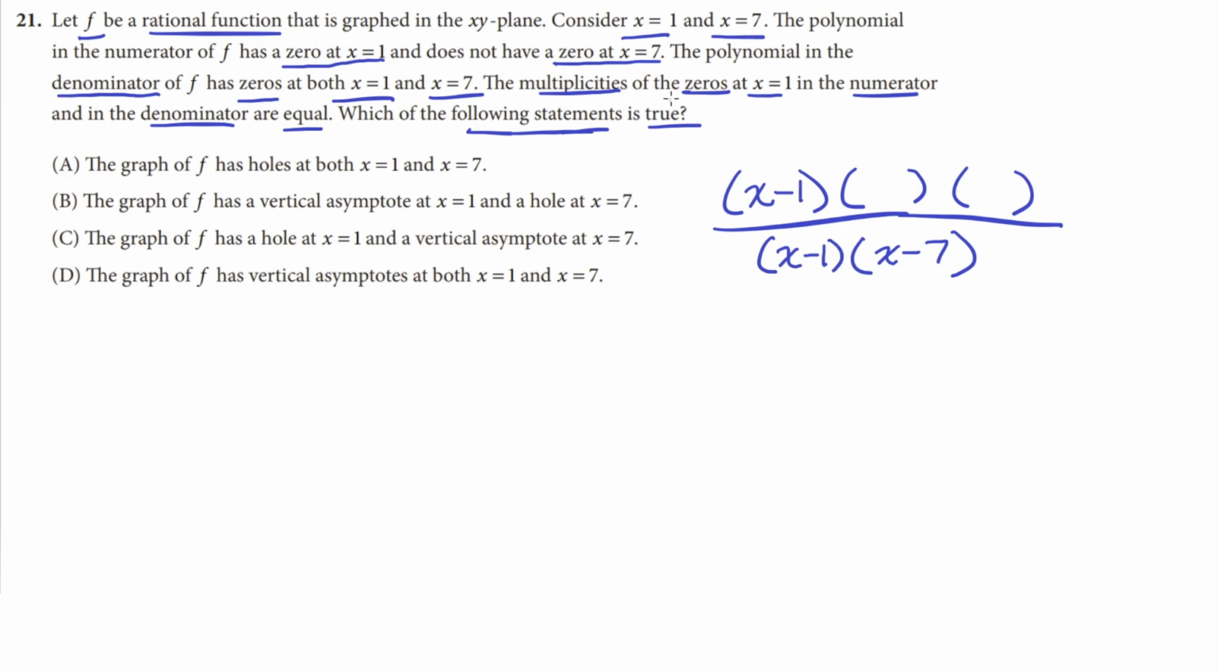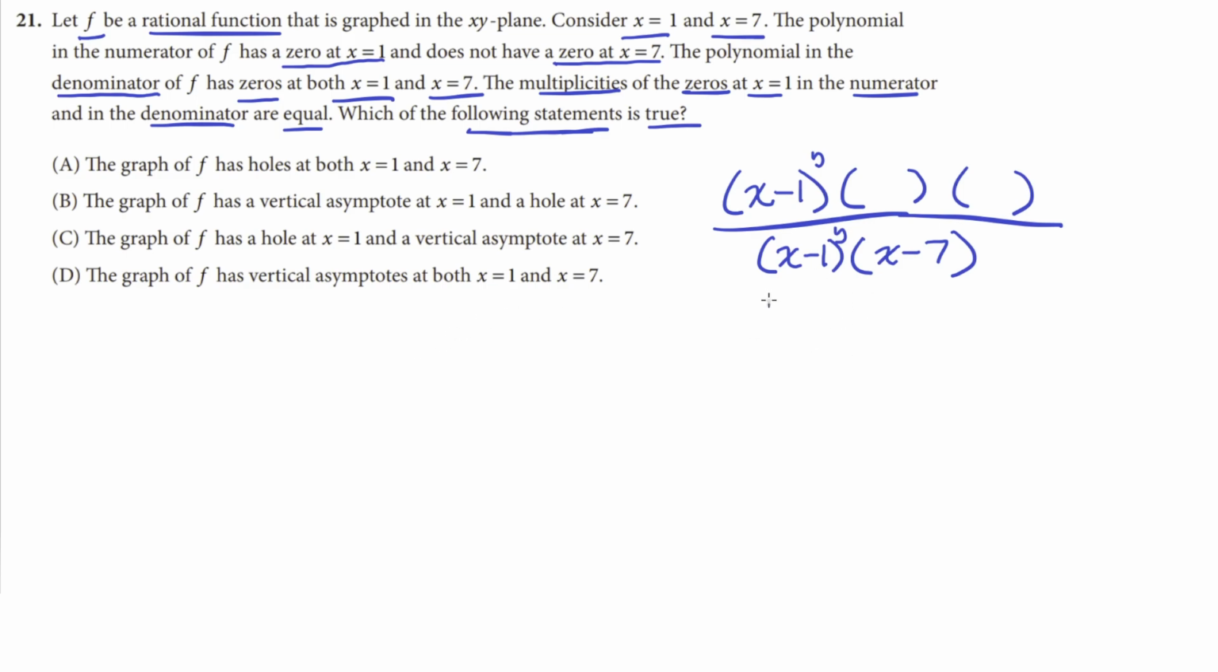And then we're told that the multiplicities of the zeros at x equals 1 in the numerator and the denominator are the same. So that means whatever exponent we have on x minus 1 in the numerator and denominator are the same. So they could be 3 and 3, 2 and 2, 4 and 4. No matter what they are, it doesn't really matter as long as they are equal. So we'll just say the exponent is some constant y that we don't know. And this just ensures that x minus 1 in the numerator will always cancel out with x minus 1 in the denominator, no matter what the value of y is, since they're both equal.